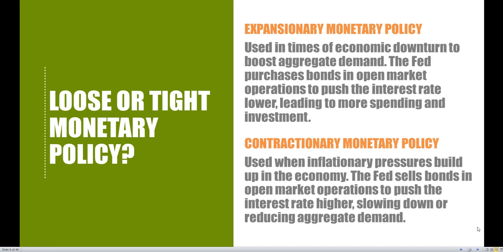And with each of these policies, remember, the Federal Reserve has control over the money supply, so they're going to be conducting these open market operations in order to stimulate or slow down the economy. However, the mechanisms and channels are something that we need to delve a little bit more into, so let's go ahead and get straight into that. Here, we'll talk about expansionary monetary policy first. Expansionary monetary policy.